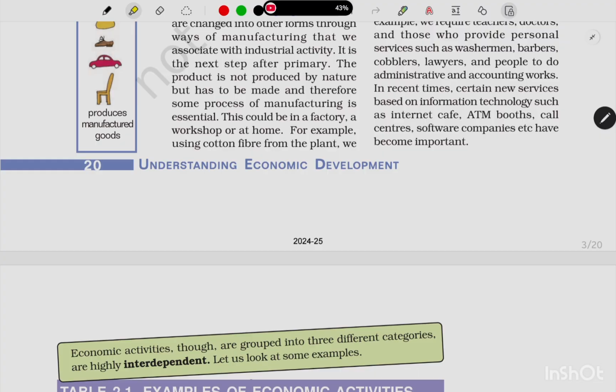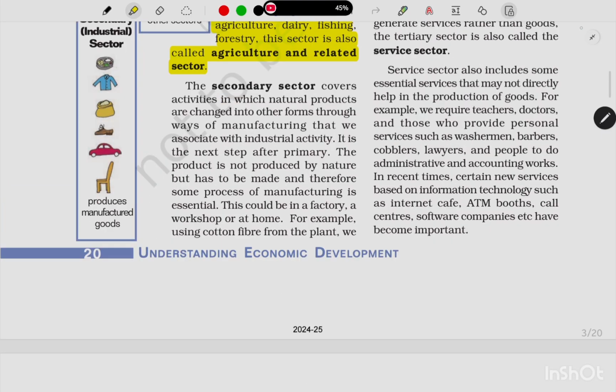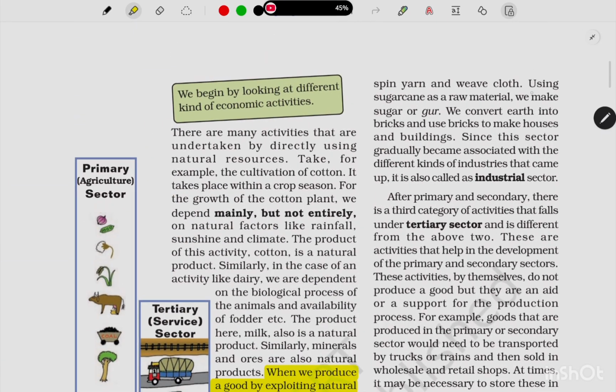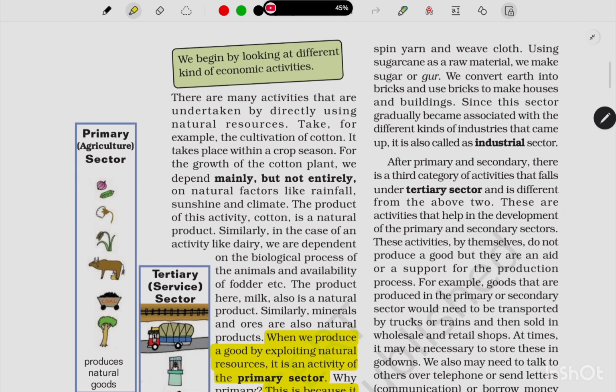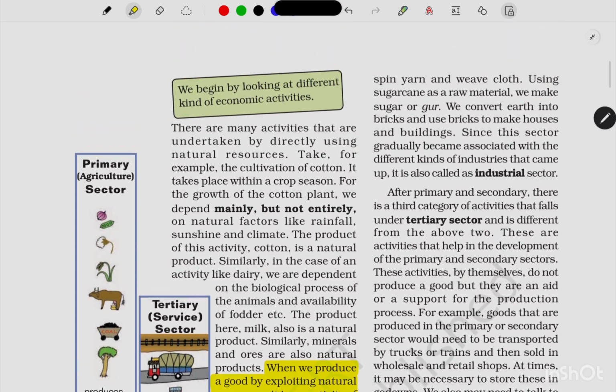This could be in a factory, a workshop, or at home. For example, using cotton fiber from plant, we spin yarn and weave cloth. Using sugarcane as raw material, we make sugar or gur. We convert earth into bricks and use bricks to make houses and buildings. Since this sector gradually became associated with the different kinds of industries that came up, it is also called industrial sector.